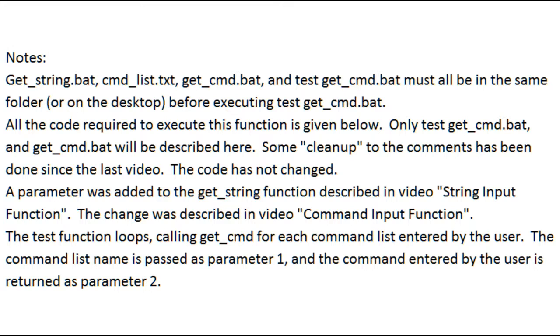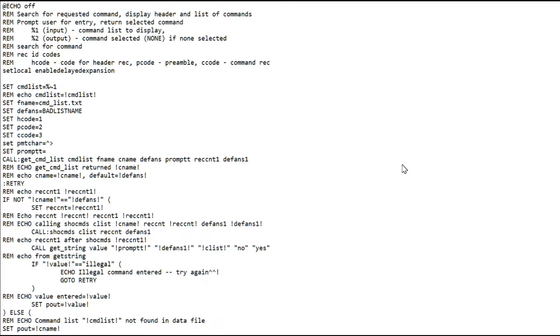The test function loops, calling get command for each command list entered by the user. The command list name is passed as parameter 1, and the command entered by the user is returned as parameter 2 from the call to get command. The test driver calls function get command with two parameters.